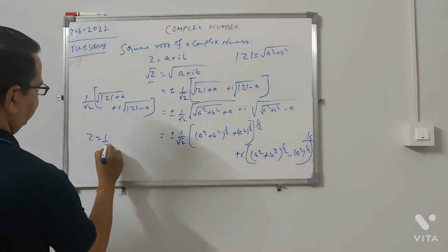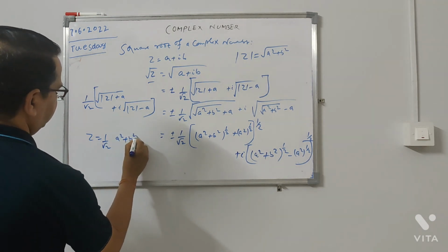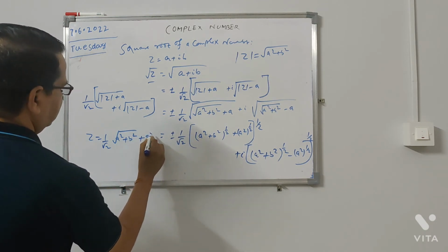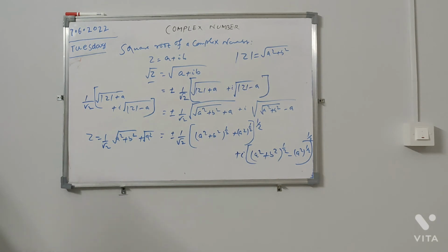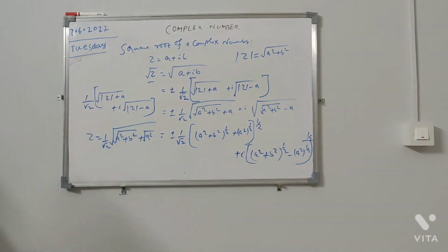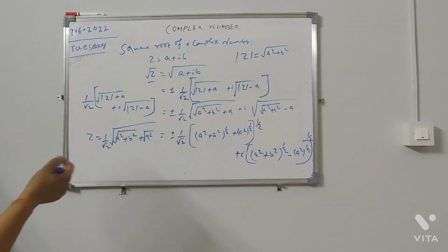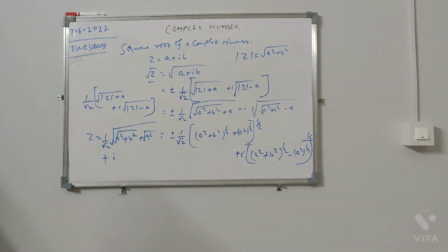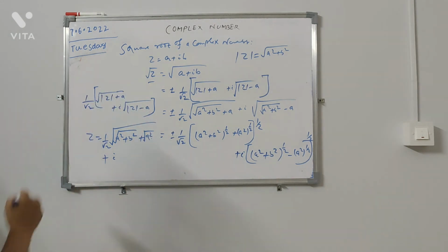1 by root 2. Okay. So it is nothing but a square plus b square, square root, plus a, square root. Right? A square, square root is nothing but your a, and then whole square root. Okay. Similarly, plus a square is not in square root now. A square root is a, na? That is one part.